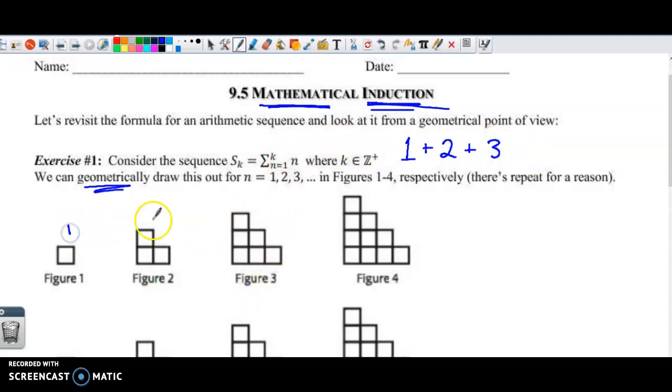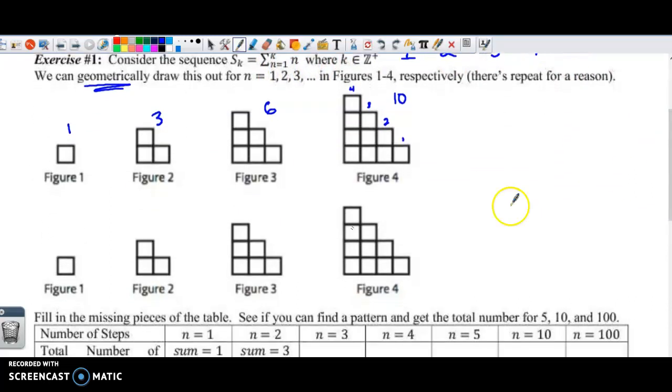So there's one box, there's 3 boxes, there's 6 boxes, and I think you can see the pattern going on. There's 1 plus 2 plus 3 plus 4. So you can see that there's 10 boxes. And what I'm trying to get you to do is come up with a formula for any k value. And there's a reason why I put 2 boxes here, or a repeat of figures, I should say.